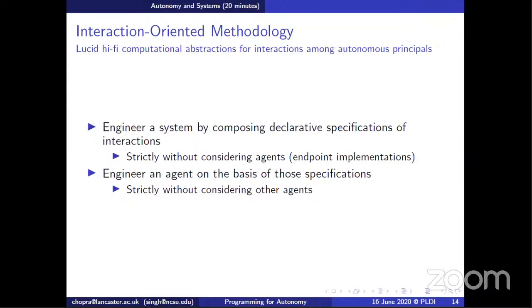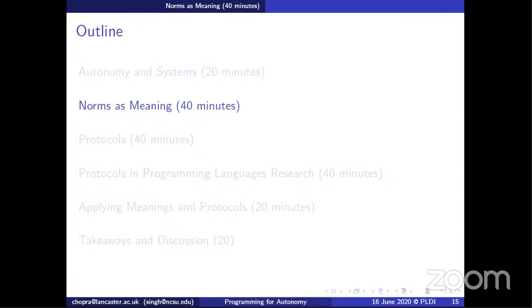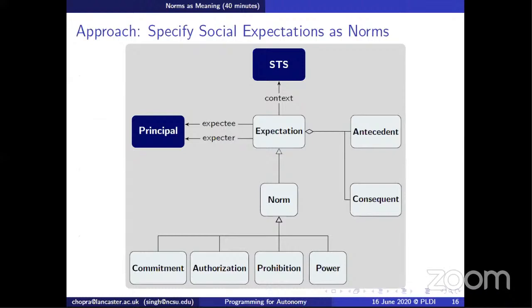So let me switch to the next section, where we delve into the idea of norms as expressing meanings of the interactions. You saw an example of commitments earlier, but there are other kinds of norms, such as authorization, prohibition, and so on. The general ontology, or the concepts, are shown on the slide: there is a socio-technical system which serves as the context for the parties, who are the principals engaging via the norms and via the protocols.